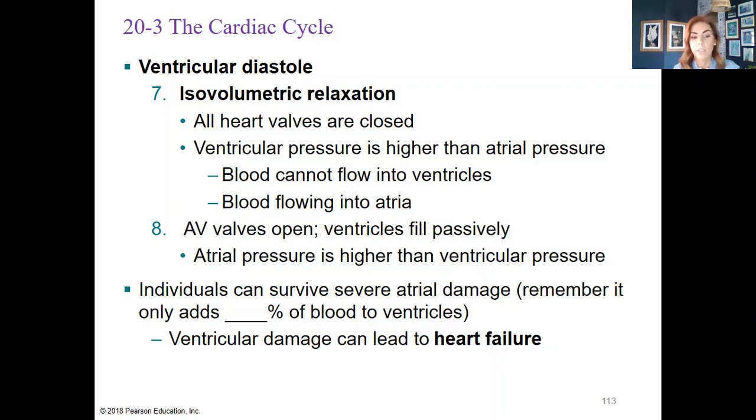Now, in this next sentence, you can see individuals can survive severe atrial damage because remember, it only adds 30% of blood to the ventricles. But if they have ventricular damage, then that can definitely lead to heart failure, because that means you're going to impact the whole body, including the heart.